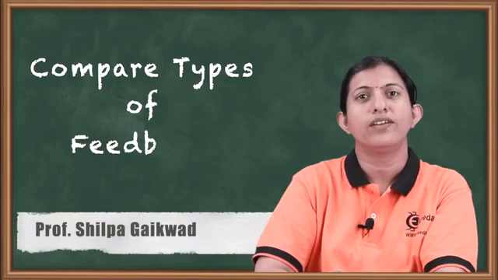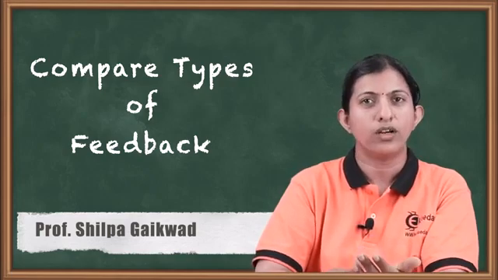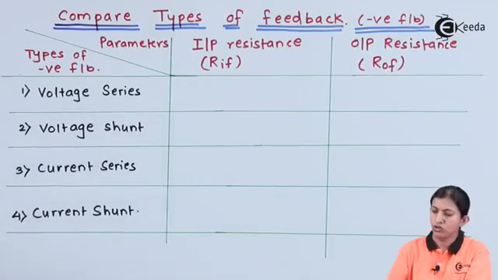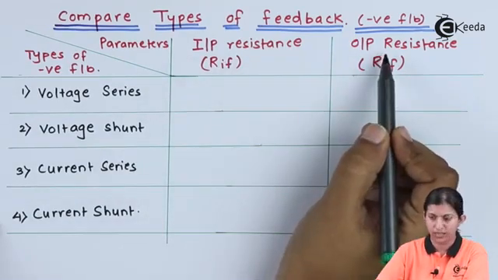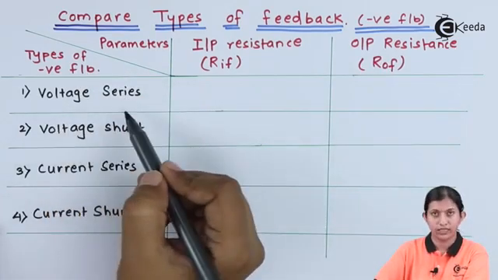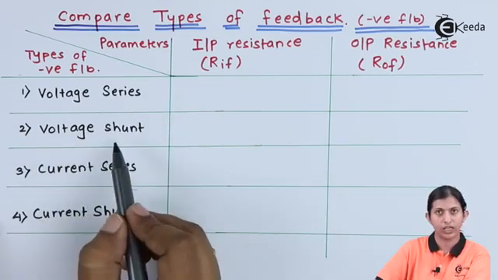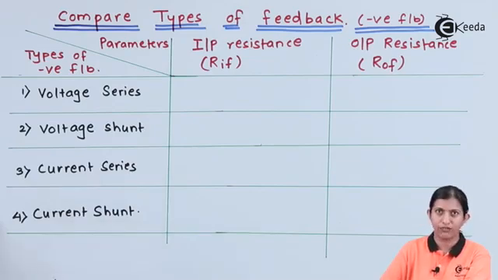Hello friends, today we will compare all the types of negative feedback amplifier based on the input resistance and output resistance. So here these are the parameters of the negative feedback amplifier, that is input resistance and output resistance, and we are comparing all the types of the negative feedback, that is voltage series negative feedback, voltage shunt negative feedback, current series negative feedback and current shunt negative feedback.